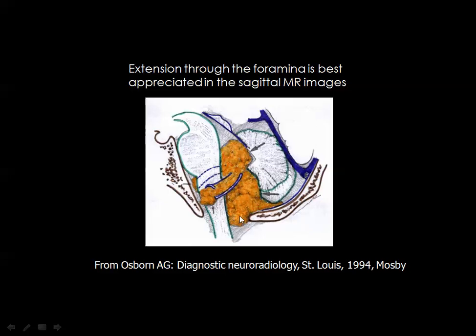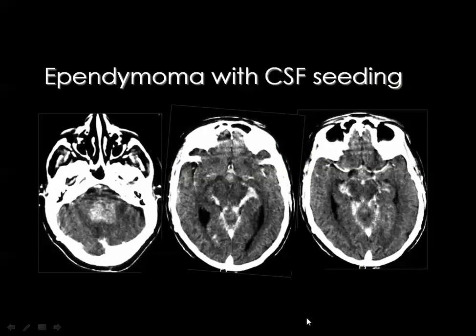And this is a case of ependymoma centered to the fourth ventricle, and the supratentorial scans showed enhancement of the quadrigeminal cistern, enhancement in the superior cerebellar cistern, and this nodular enhancement represents CSF metastatic spread of this tumor.